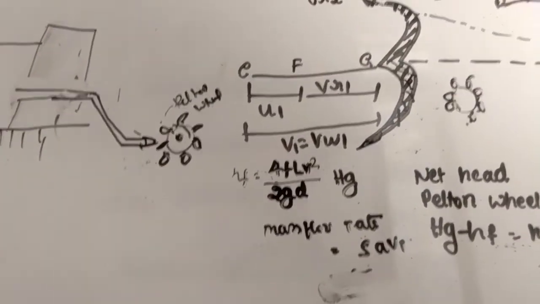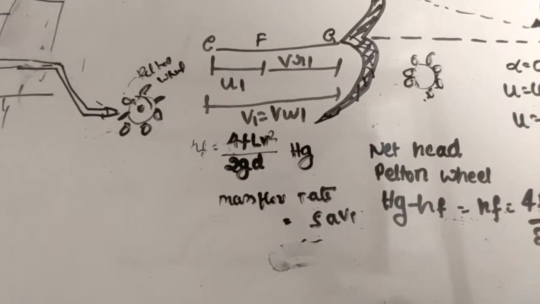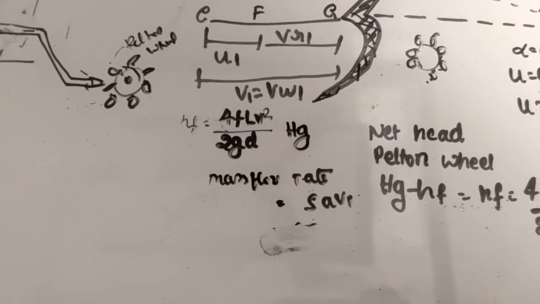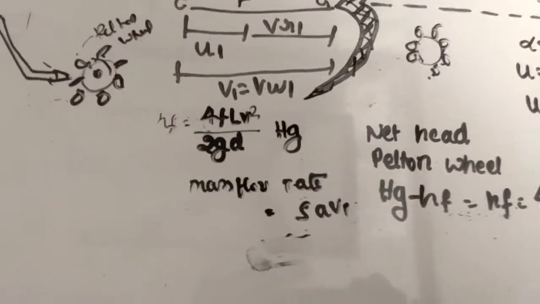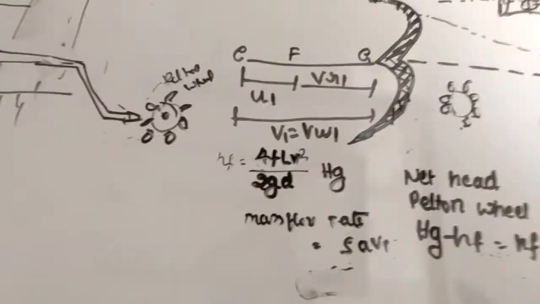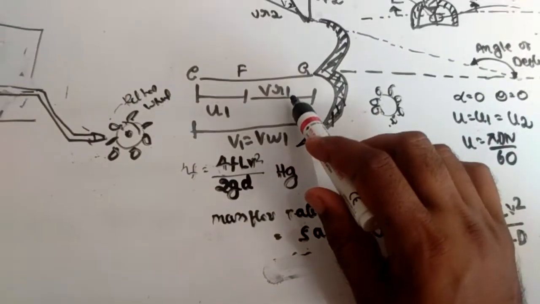Using this mass flow rate, the jet strikes, that is called rho a v1. So using this mass flow rate, the water strikes, that is using that rho a v1. Relative velocity is vr1.